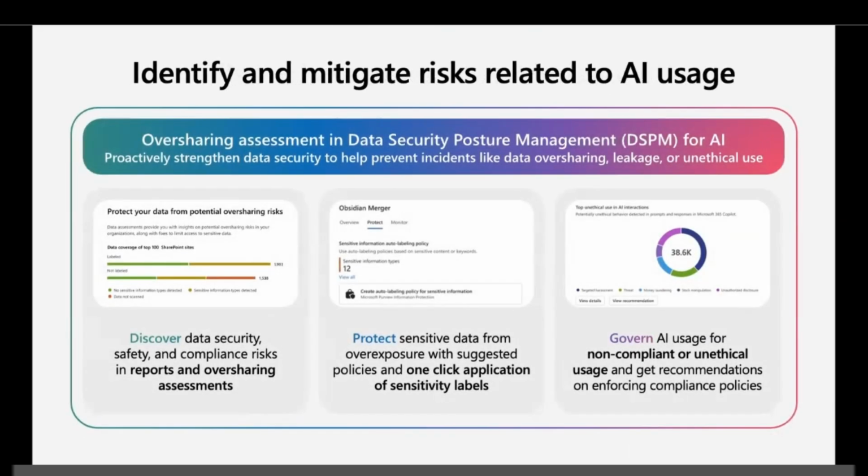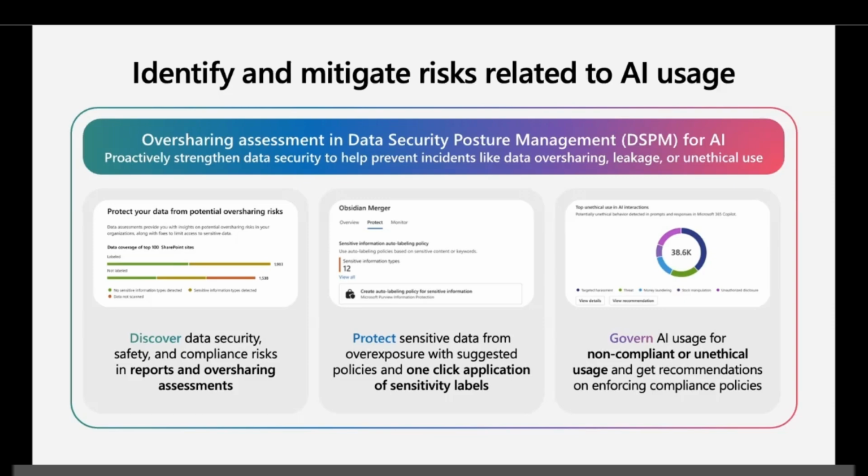The first piece of this is how do we identify and mitigate risk related to AI usage? I talked a little bit about this DSPM report, or Data Security Posture Management for AI. What this does is it proactively strengthens the data security to help prevent incidents like oversharing, leakage, and unethical use. On the first column here, we talk about discovery: the ability to use these reports to discover our data security, safety, and compliance risks, and our oversharing assessments that are out there. Some of these are right out of the box. We just need to go in and get them turned on.